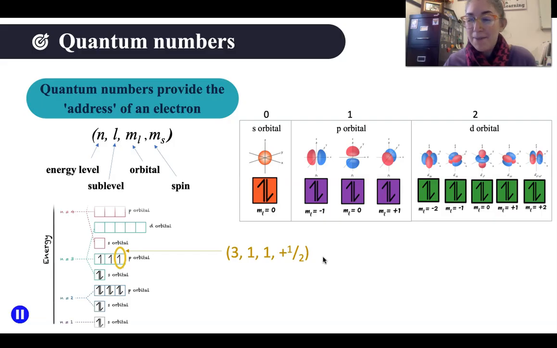Also in that same vein, we have quantum numbers, and quantum numbers are a way to give an address to a single electron.